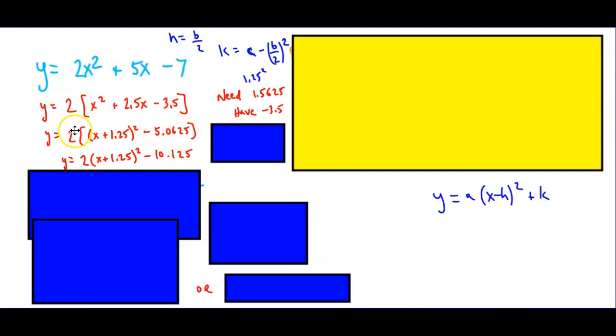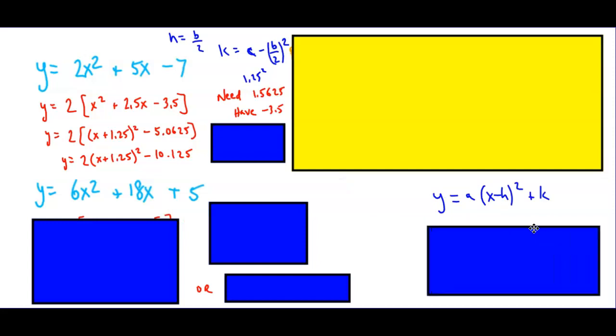And then the last step is to redistribute that 2, so it attaches to the parentheses as a stretch factor, and then it comes out here for the k as well. And so we end up with -10.125 as our vertical shift. So again, divide out the coefficient, set up a set of brackets, complete the square on the brackets, and re-multiply the stretch factor back in.